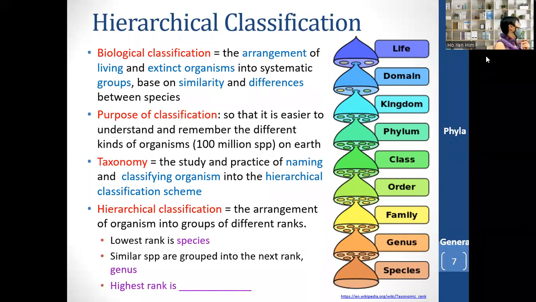So the highest rank is which one? Life or domain? Which one? Domain. Okay, please write down into your PowerPoint. The highest one is domain.